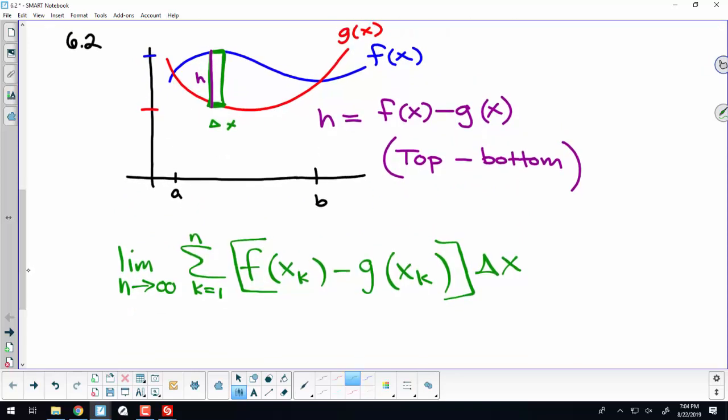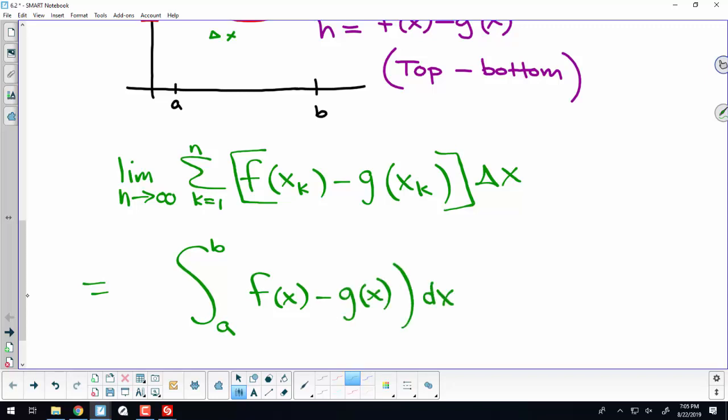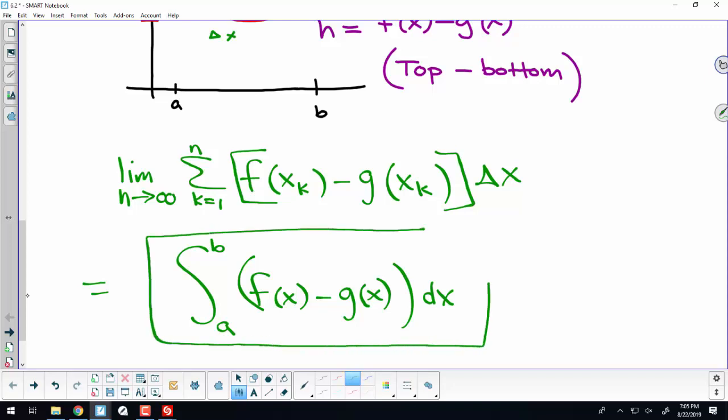And again, this thing right here is directly related to that definition, so it turns into a definite integral. So that's equal to the integral from a to b, f of x minus g of x dx. So that's how we compute the area between two functions.